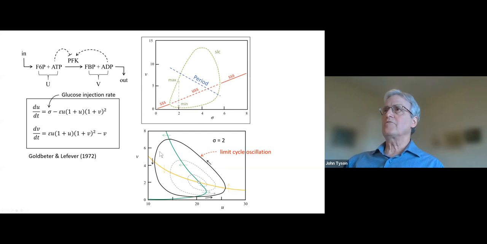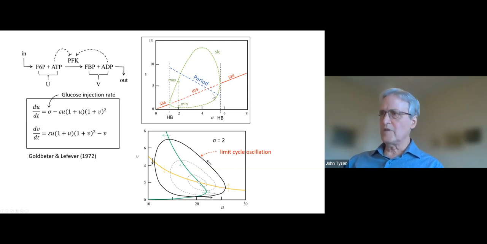Furthermore, they calculated the bifurcation diagram for this model, plotting the dynamical variable V as a function of the parameter sigma. They found that at low glucose injection rates, there's a stable steady state with low concentration of V. The steady state loses stability, and that's where they observe the oscillations. And then at high injection rates, the steady state regains stability and the oscillations are lost. So the amplitude of the oscillations first increases and then decreases. The period of the oscillation just steadily decreases from a high of about 8.5 minutes to 3.5 minutes.